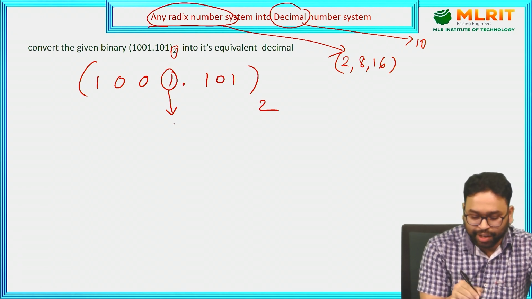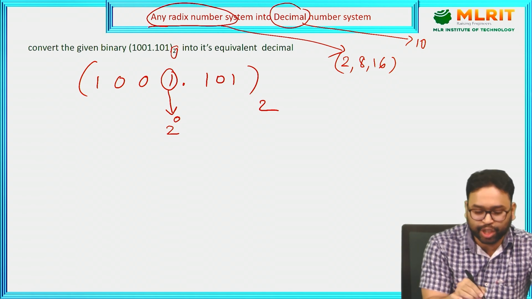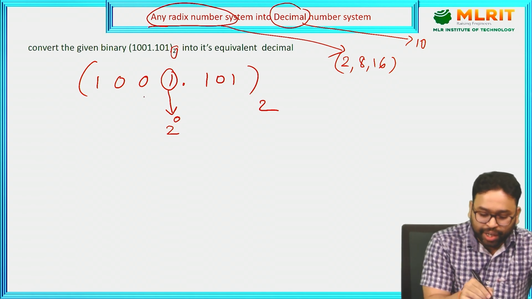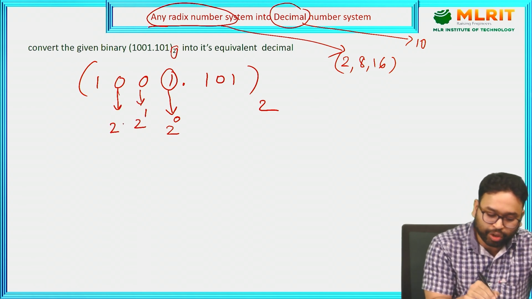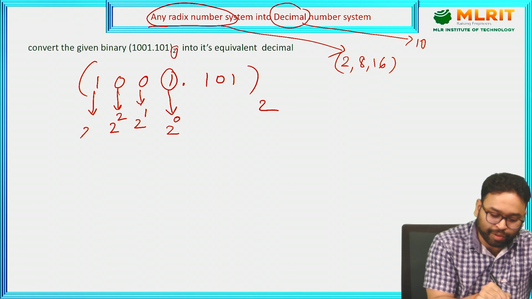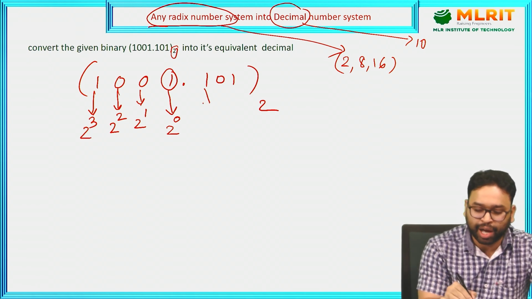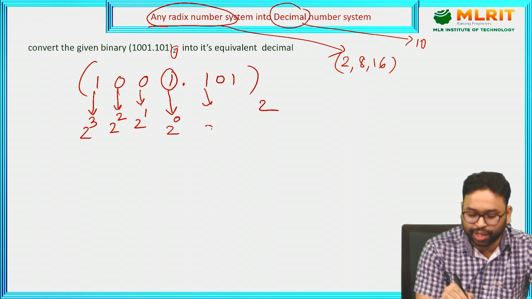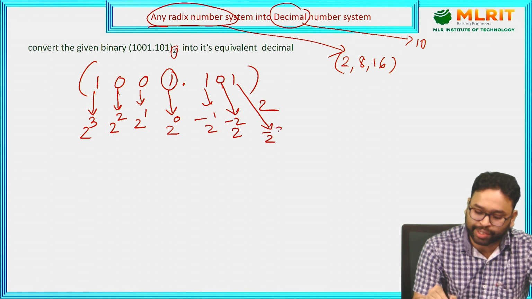To the left side, the positional weightage is base to the power 0. That is my positional weightage with respect to this specific digit. Here, its positional weightage will be 2 power 1. Here, 2 square. And here, 2 cube. To the right side of the radix point, I already said this at the beginning of the session: that is 2 power minus 1, base value to the power of minus 2, base value to the power of minus 3.